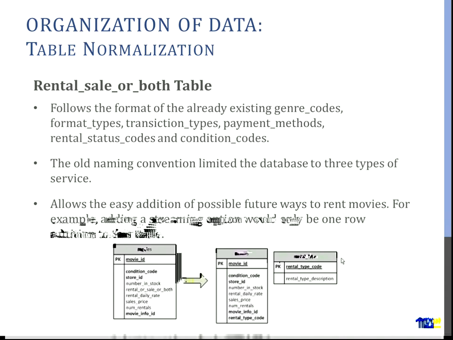The second change is to the rental, sale, or both column. We want to change this to a rental type code system, similar to what you already are using for your genre and condition type codes. This will enable you to add new ways to access the media, such as a streaming or queuing option.